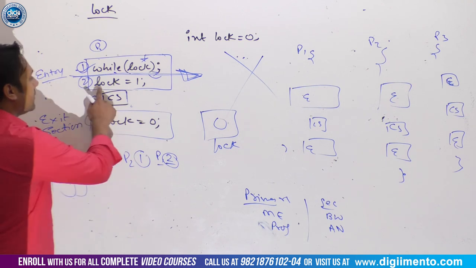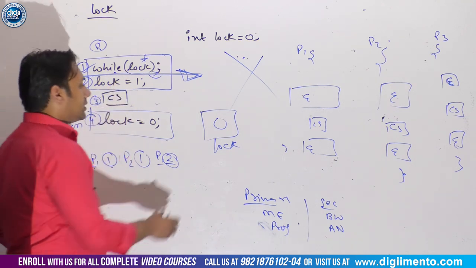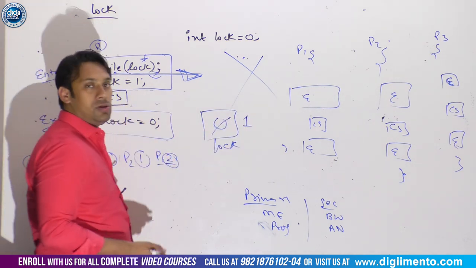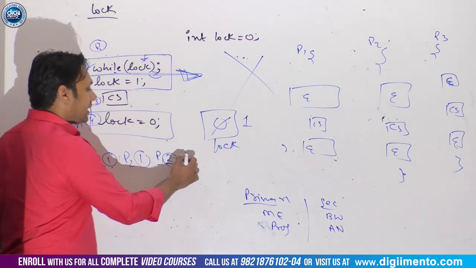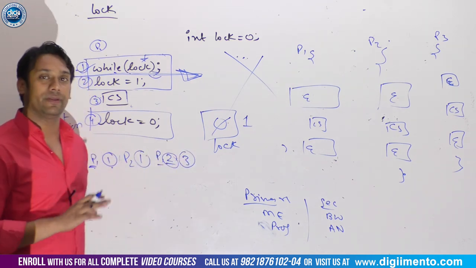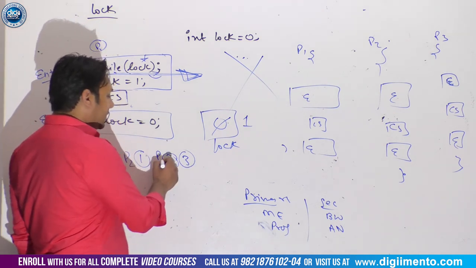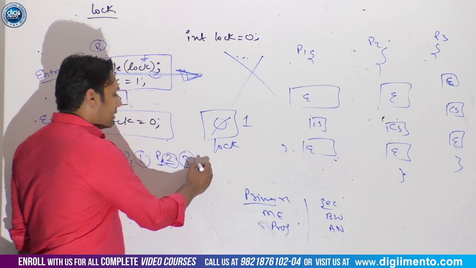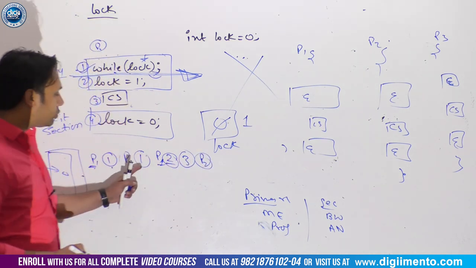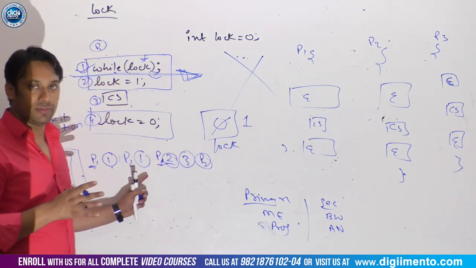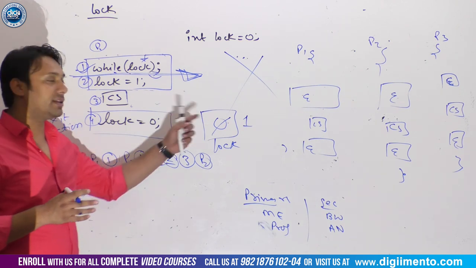In that case process P1 will put lock equal to 1. So process P1 set the value of lock to 1 and entered the critical section. Now again the CPU is given to process P2. P2 had already checked earlier that the lock is not set. P2 had already checked that the value of lock is 0.